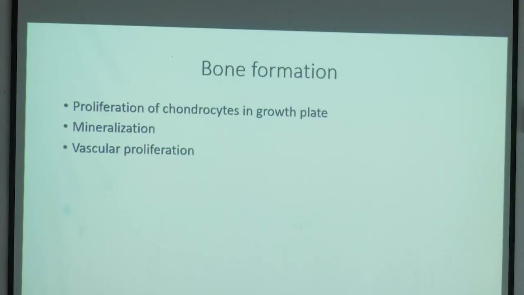Now, bone formation: you know there are three important steps. You should remember, the first step is the proliferation of the chondrocytes in the growth plate. In the growth plate, the chondrocytes, that is the cartilage, are proliferated. Second, there is definitely mineralization, and that requires vascular proliferation. If any of the steps is deficient, the mineral is not available. If the growth plate is not properly formed, cartilage is not properly formed, or if the vascular vessels are not properly formed, that can lead to defective bone formation.